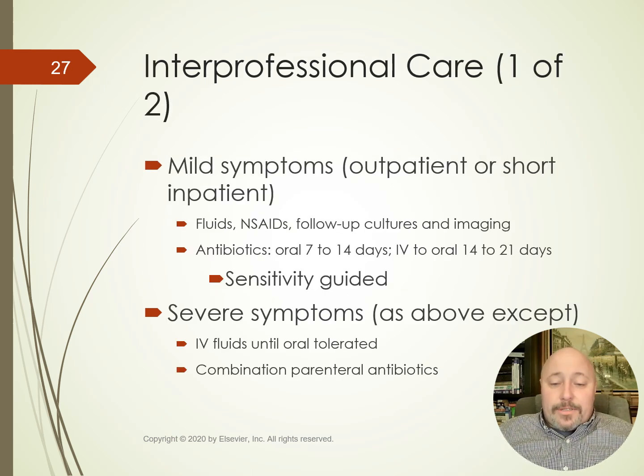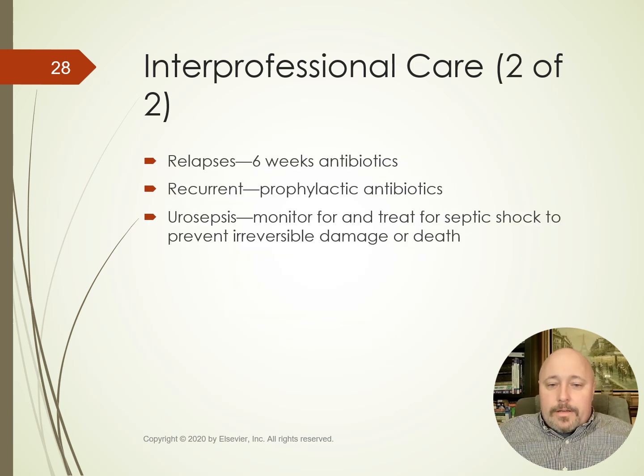Mild symptoms could be treated in an outpatient or a short inpatient setting, and would include fluids, NSAIDs, and follow-up cultures and imaging. We would also have severe symptoms as above that would also include IV fluids until oral is tolerated, and a combination of parenteral antibiotics. In the case of relapses, it would be 6 weeks of antibiotics, or for recurrent, the patient would be on prophylactic antibiotics. In the case of urosepsis, we're going to monitor for and treat any septic shock to prevent irreversible damage or even death.